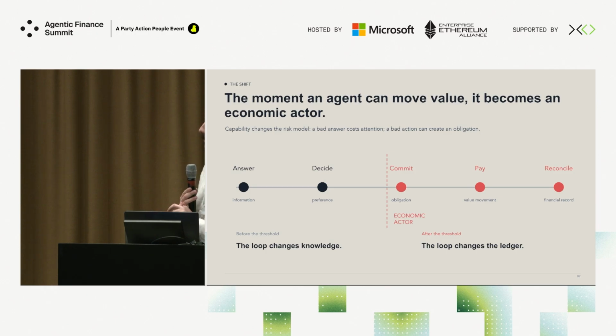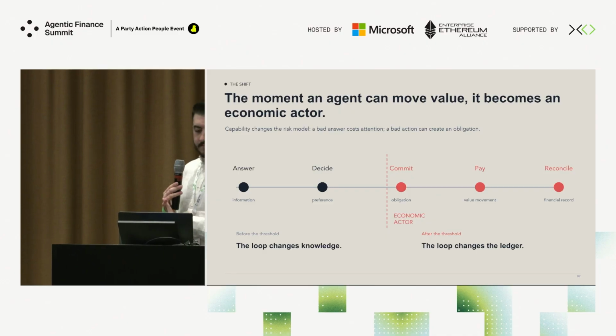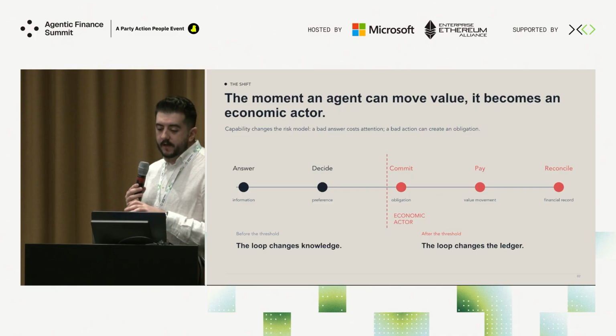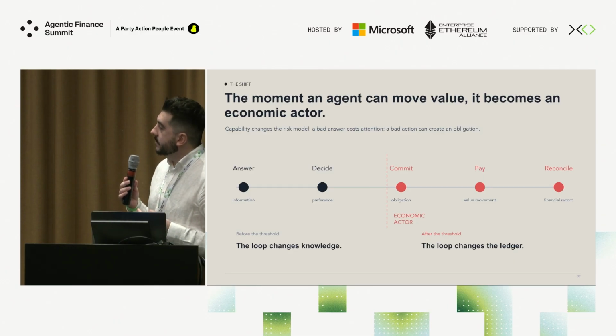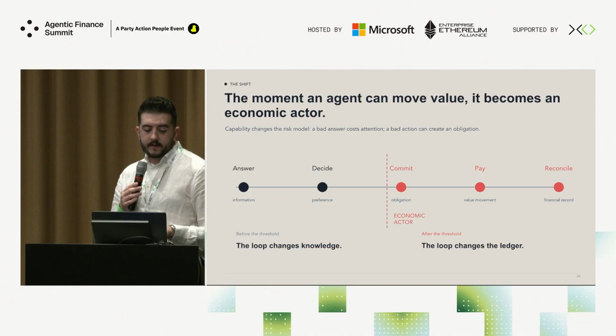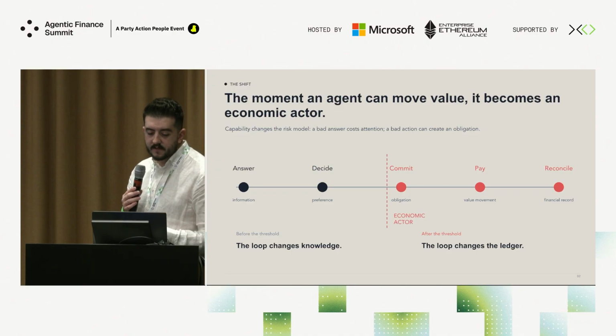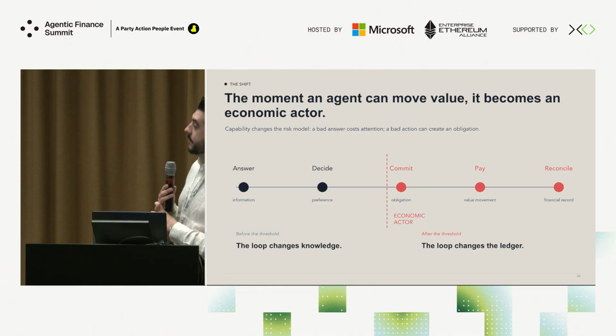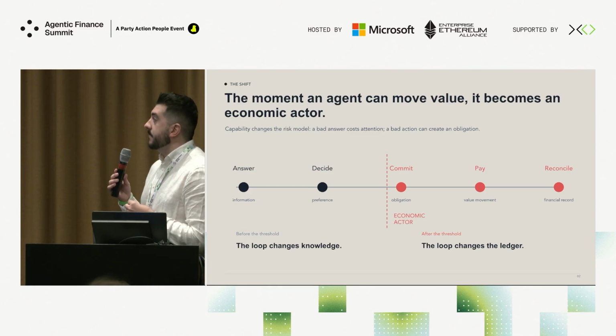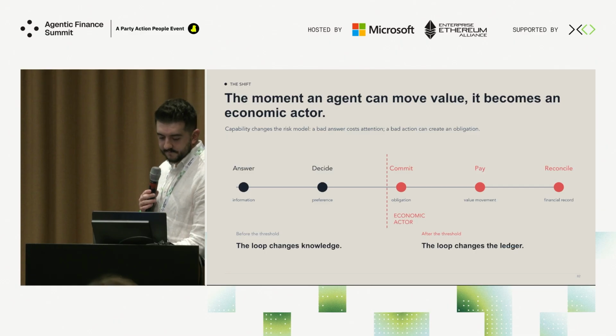If we dive more into that specific financial use case, the moment an agent can move value, it becomes an economic actor. So you see a typical flow here. There is a reasoning loop, like in answer generation and deciding the preference. But when there's a specific commit, the loop changes the ledger after that specific threshold, and it becomes more solid, like it will be responsible for its actions. So this specific step in this timeline really defines different types of loops in building financial agents.